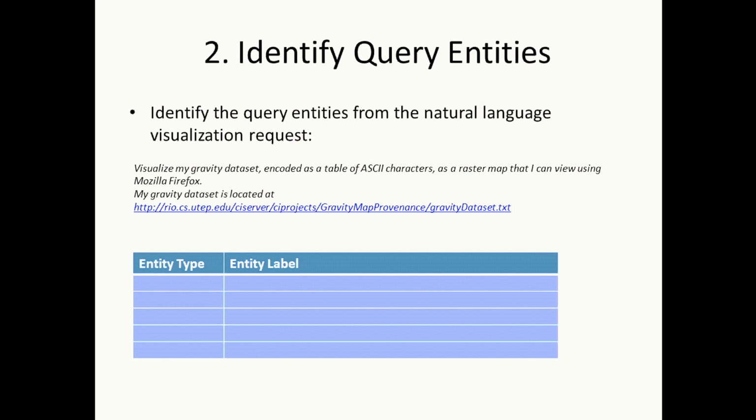Next, we need to identify the query entities from the request so that we can later map them to URIs. In our running example request, we find that the type of our dataset is a velocity, the format of our dataset is table of ASCII characters, the view our data is to be visualized as is a raster map, the viewer used to present the raster map is Mozilla Firefox, and finally the data is located at rio.cs.utep.edu/CI_Server/CI_Projects/GravityMapProvenance/gravity_dataset.txt.